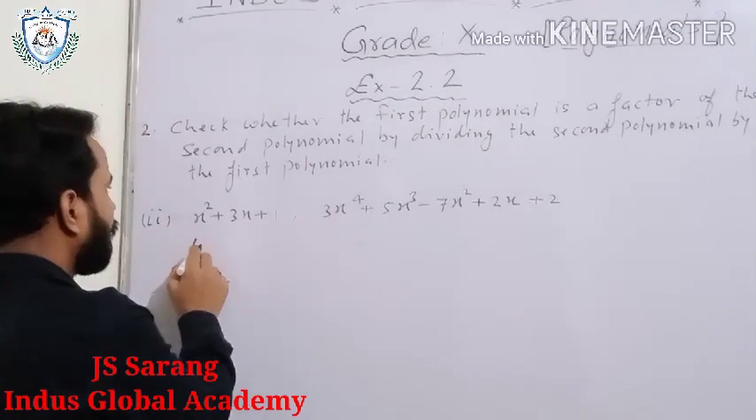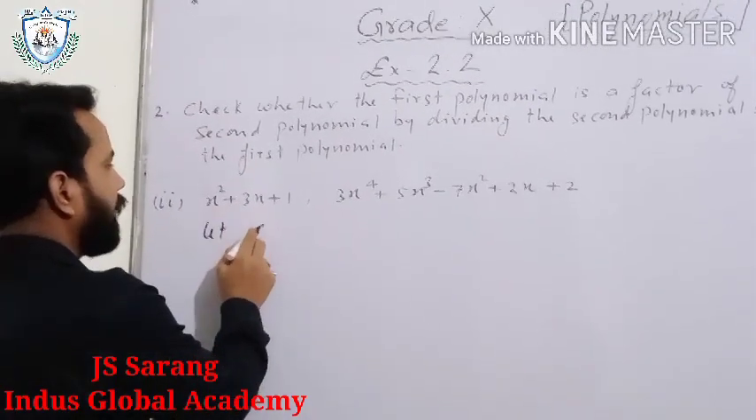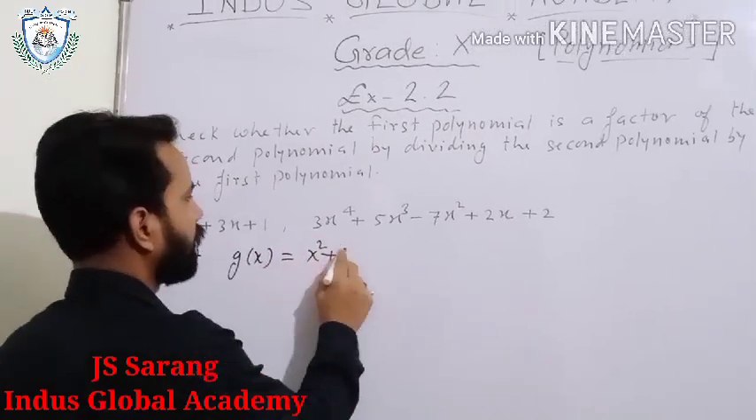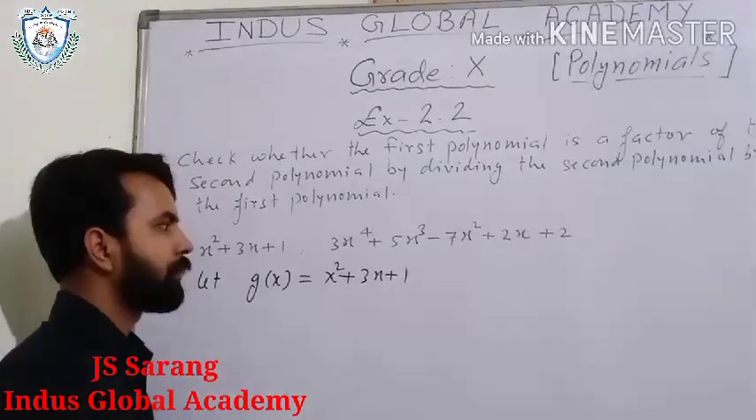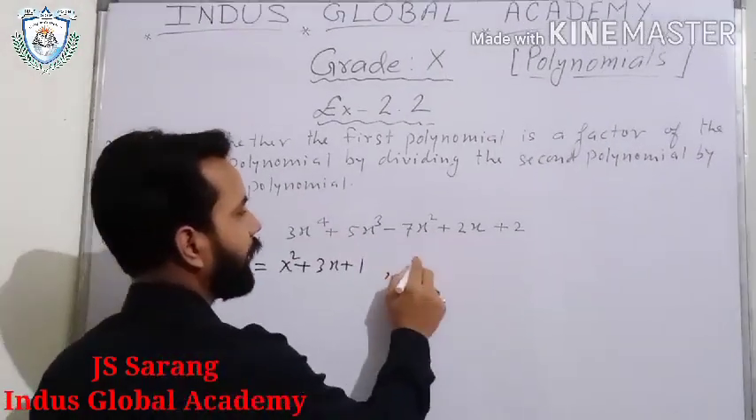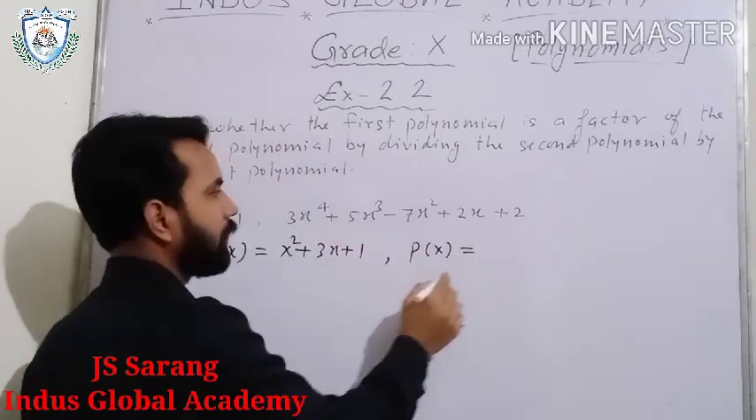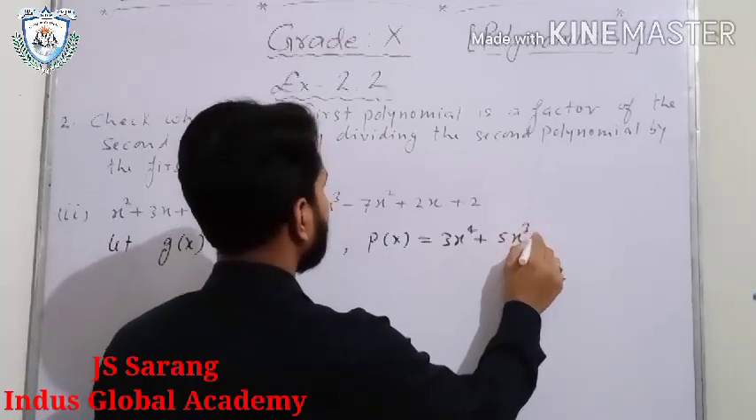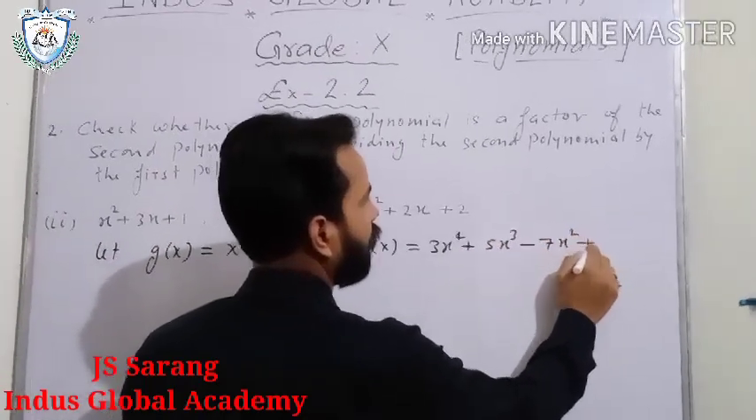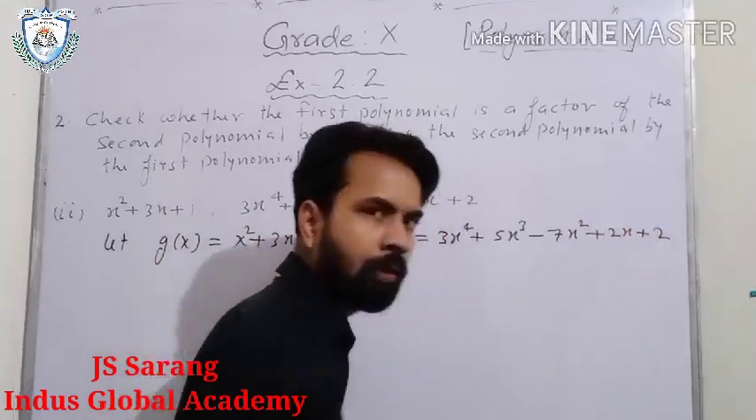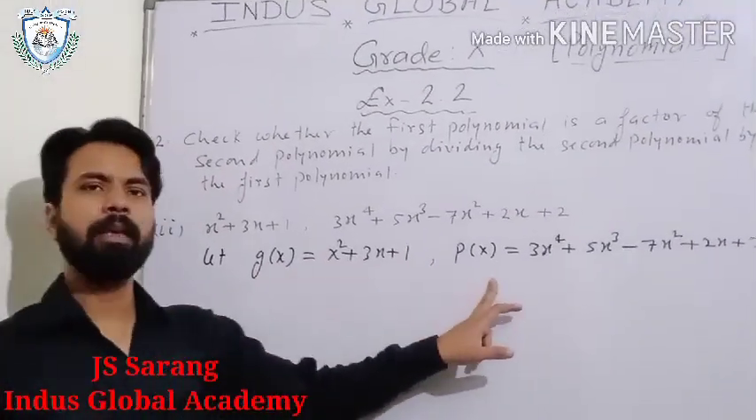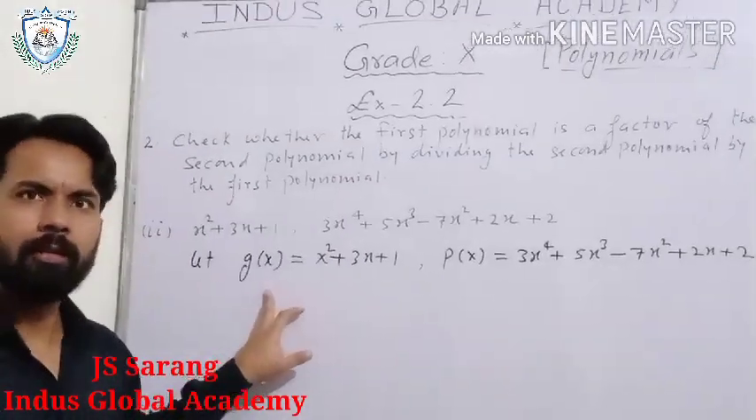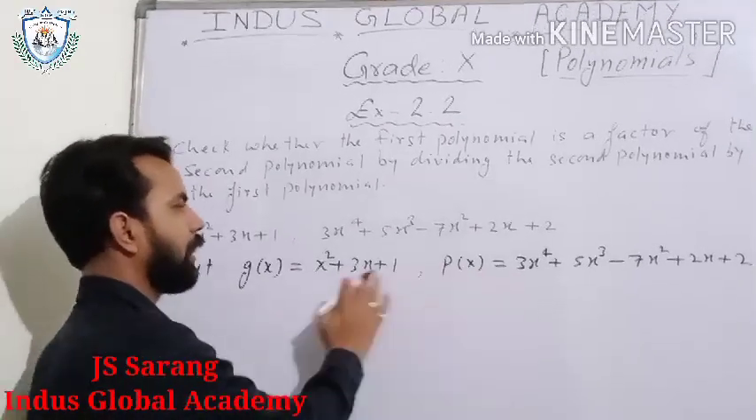So first of all, we will consider the first polynomial as g(x). So g(x) is equal to x square plus 3x plus 1. And the second polynomial we will consider as p(x), and it is 3x to the power 4 plus 5x to the power 3 minus 7x square plus 2x plus 2. So for checking whether g(x) is a factor of p(x) or not, we have to divide p(x) by g(x). Understood?